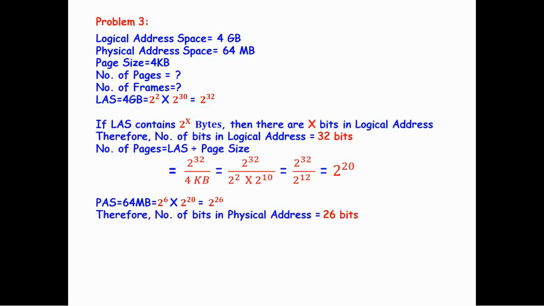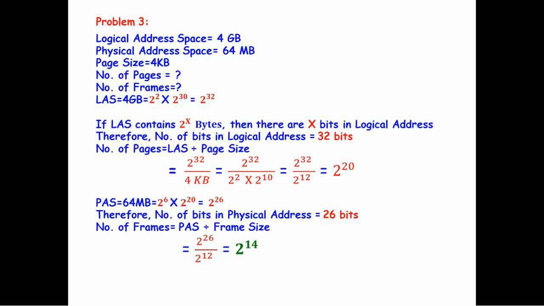Now we need to find the number of frames. Number of frames is equal to physical address space divided by frame size. See, in the given problem, the frame size is not given. But in the formula page, we have already seen that frame size is equal to page size. So we can put the value of page size for frame size here. So this is 2 power 26 divided by 2 power 12. Then the answer will be 2 power 14.